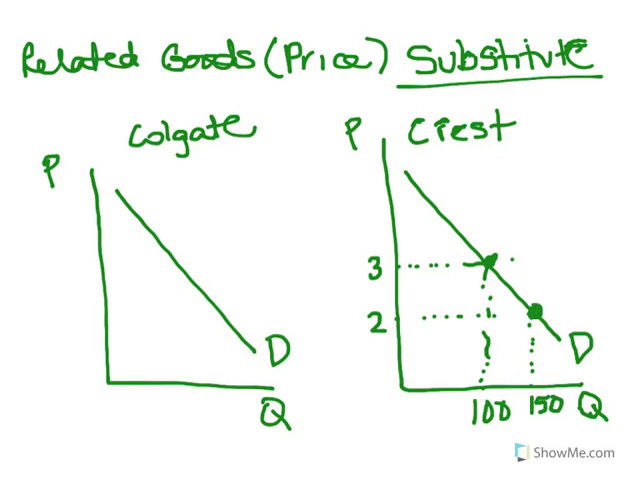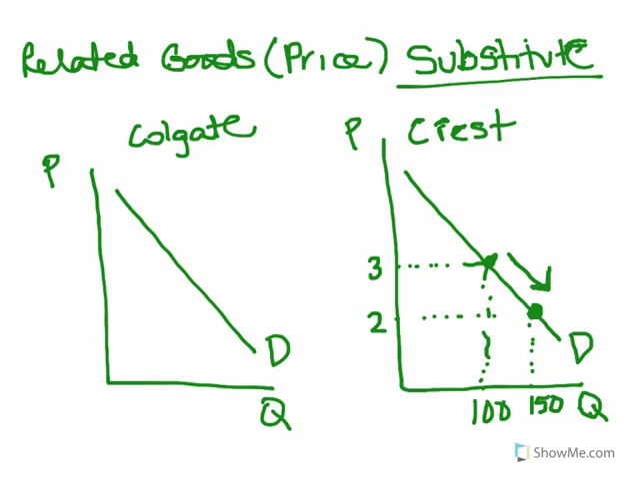So anytime there's a price change in a product, we move up or down our demand curve. So that's what happened here. So the demand for Crest didn't change, just the quantity demanded changed because the price changed. So what happened to the demand for Colgate? In other words, I'm saying that the demand for goods will be altered when the price of a related good changes. And in this case, the substitute good had a change in the price.